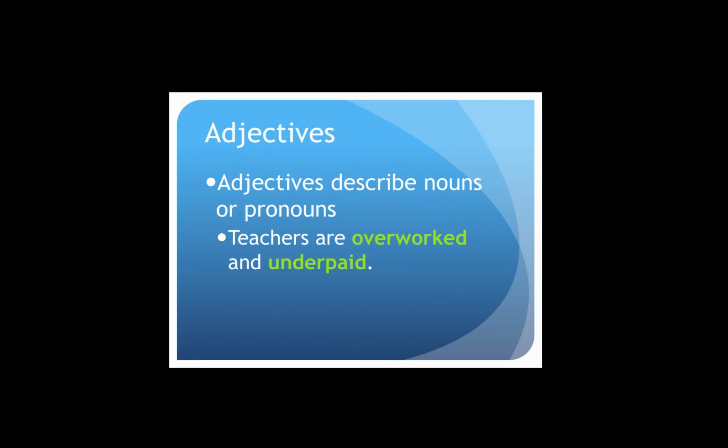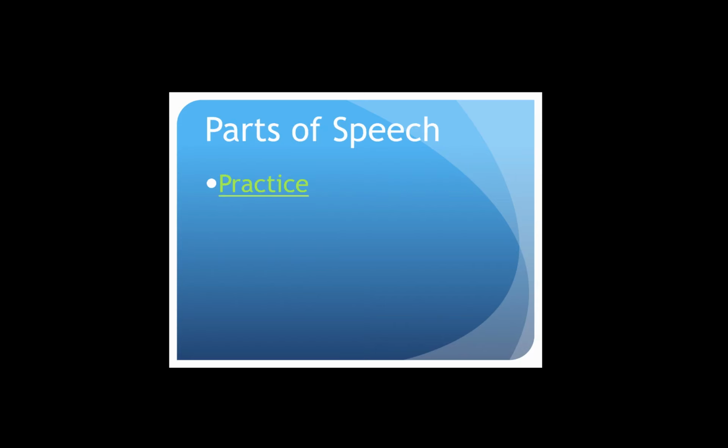Adjectives are also used. They describe nouns or pronouns. So we have teachers are overworked and underpaid. Adjectives can tell us which, so the tall man, and which room, the empty room, so it gives us information about them. We say that they modify them. In other words, they limit the number of people we refer to. Okay.